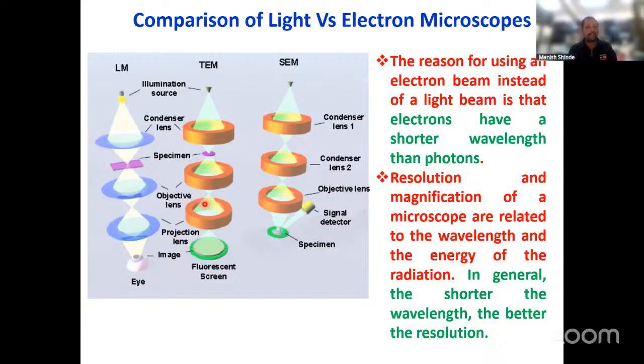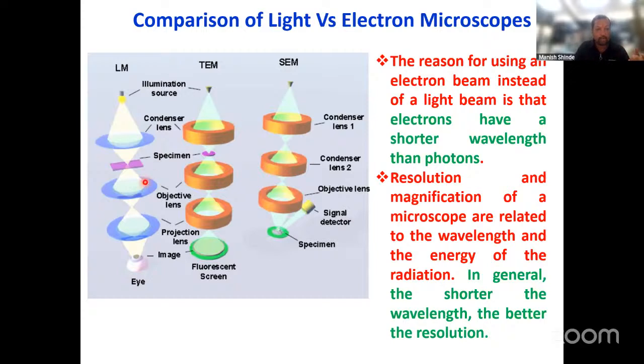Then if they are same, then why are we going towards TEM instead of light microscope? The answer lies in its resolution. The resolution of these electron microscopes is way better than the light microscope. So that's why we are shifting towards the electron microscopes. Because of that greater resolution, you get good quality images. You can analyze your data in a much better way. You can magnify your sample much higher than the light microscope magnification.